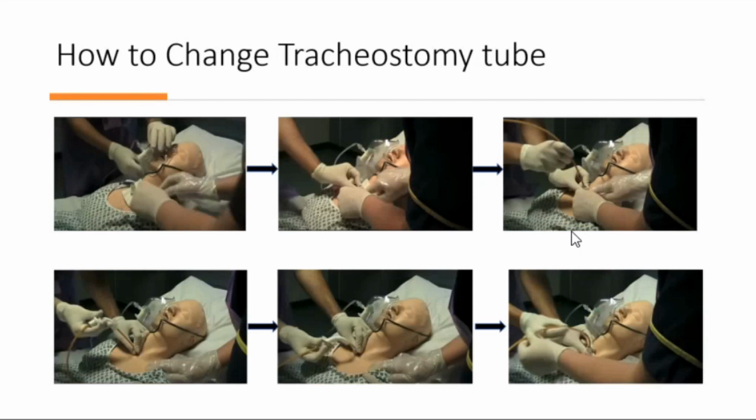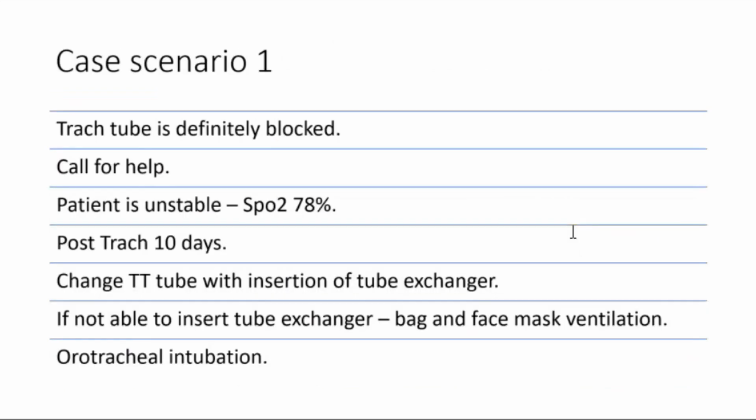So the use of the bougie is what I was trying to stress. In this scenario, the tracheostomy tube was definitely blocked. You ask for help from your team members or in the ward. Call a code blue if you can't manage the situation. This patient is definitely unstable, saturating at 78%. It is an old tracheostomy tube, and you can orotracheally intubate the patient. If the patient is stable enough, then you can try to change the tube with a tube exchanger. If you're not able to pass the tube exchanger, always remove it. If the tube is blocked and it's not able to ventilate, just take out the tracheostomy tube and intubate orotracheally. Later you can always convert it into a tracheostomy.